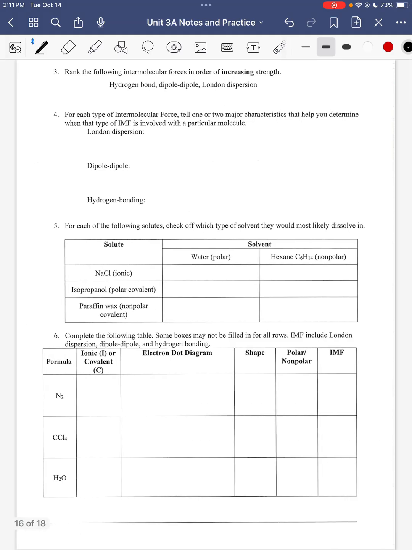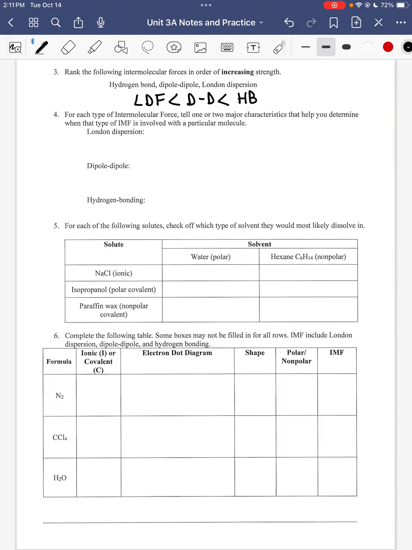There's the first page. Next, we have the following intermolecular forces being ranked in terms of increasing strength. Well, the weakest are the ones that are present in everything, London dispersion forces, which are much weaker than dipole-dipole forces, which are much weaker than hydrogen bonds.